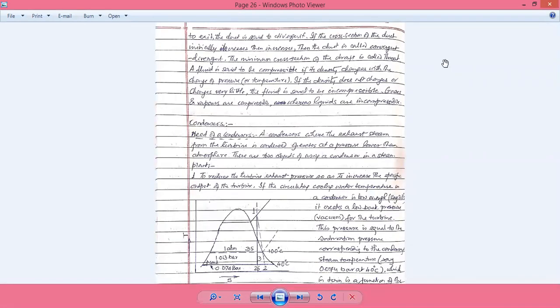Now, if the cross-section of the duct changes continuously, or increases continuously from inlet to exit, it is said to be divergent. If the cross section initially decreases and then increases, the duct is called convergent and divergent. Initially it decreases, then finally increases. So first it is convergent, going inside, and then divergent when going out, opening outside.